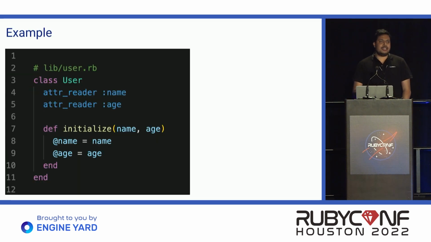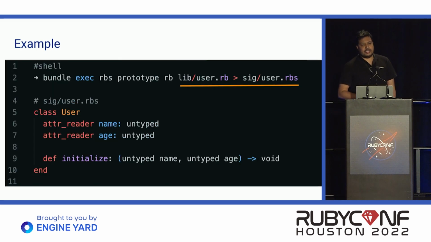So let's take a very simple example here. We have a class User. It has two attributes, name and age, and we have just a constructor over there. Okay, so we are going to generate the RBS file using the rb option. The output of this command will be something like the sig you are seeing over here.